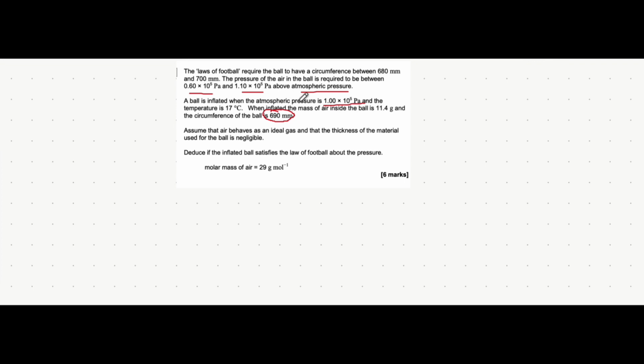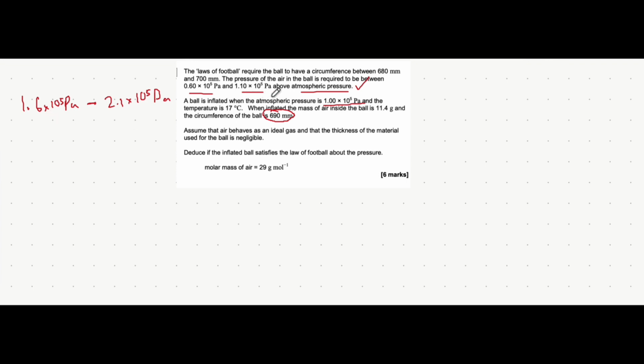So if you add 0.6 times 10 to the 5 onto this, you get 1.6 times 10 to the 5. And if you add 1.1 times 10 to the 5 onto the atmospheric pressure, we get 2.1 times 10 to the power of 5. That means that we're probably going to have to calculate the pressure in this question. And if it falls within this range, then it's met the requirement that it needs to meet. So let's find the pressure somehow.